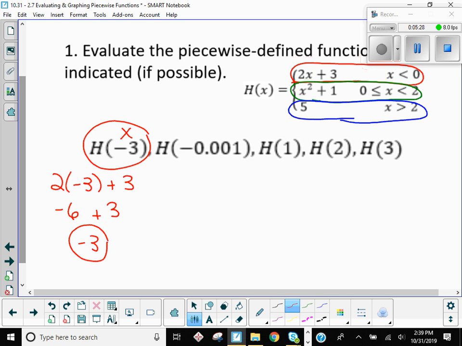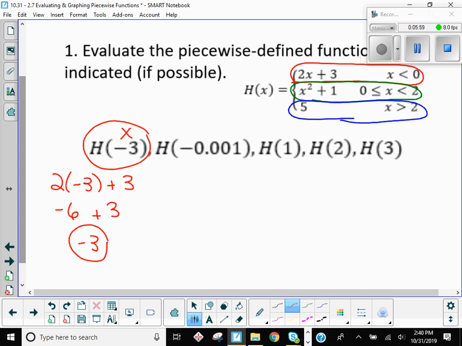And then we do the next one. H of negative 0.001. So that's kind of funky, but it's not too bad when you think about it. It's a negative number. In this particular function, the negative numbers all belong to the same piece. Is it the red, the green, or the blue? The red, because it's everything less than 0. Basically, it's saying every negative number belongs to that part of the graph.